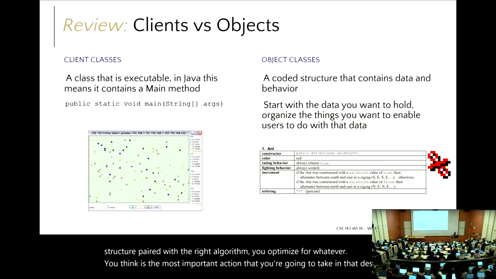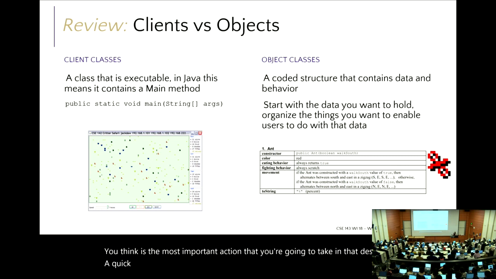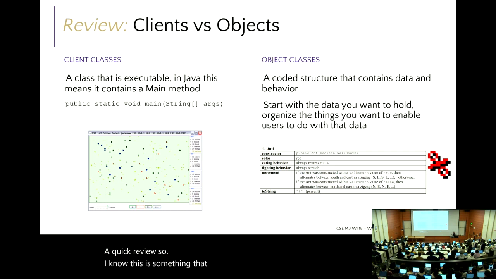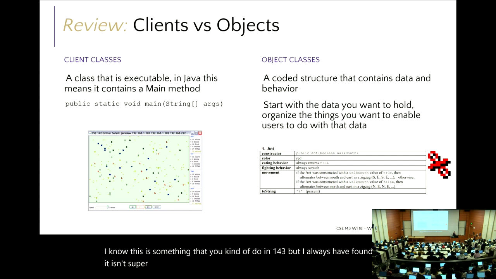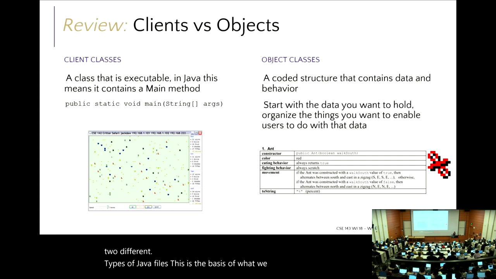A quick review. I know this is something that you kind of do in 143, but I always have found that it isn't super clear necessarily by the time people get to 373. So there's sort of two different types of Java files. This is the basis of what we call object-oriented programming.